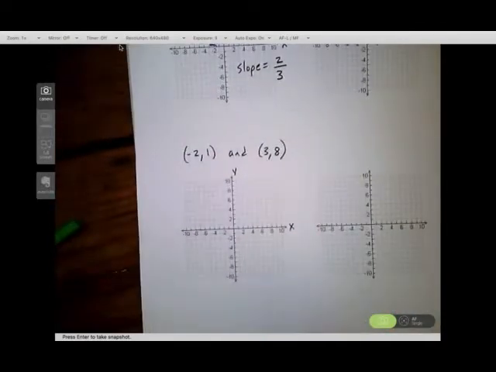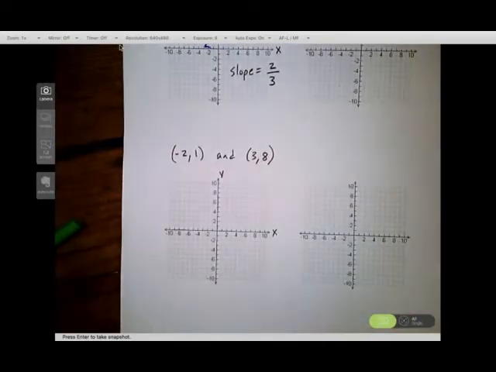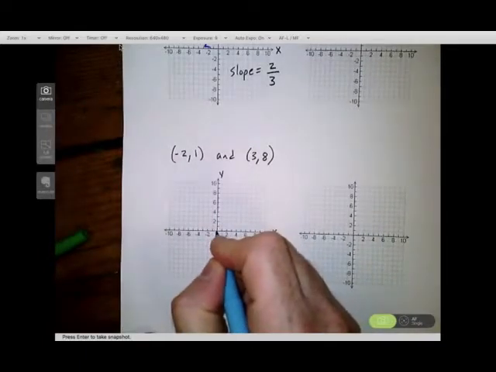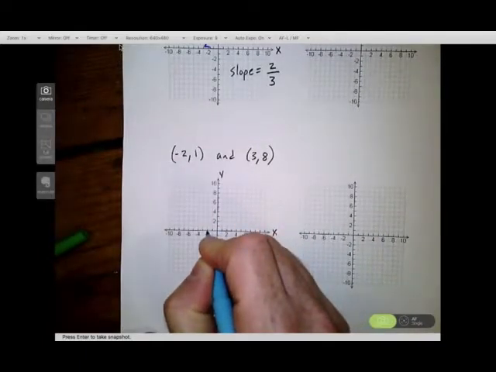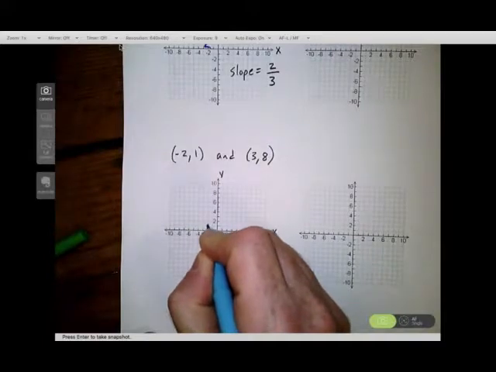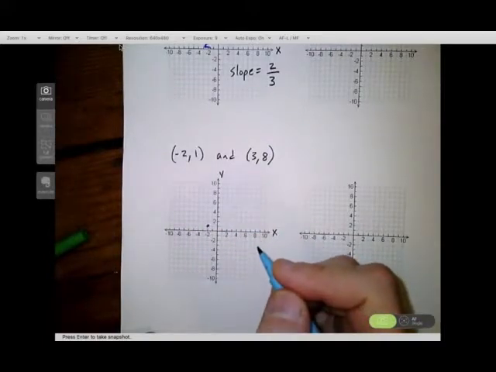Okay, here's one more. And let's see here. Sorry again, it's a little hard to see. So -2, 1, and 3, 8. So we're going to plot those points and then connect them with a line. So -2, 1. So now I'm going to go to the left 2 and then up 1. -2, 1 is right there.